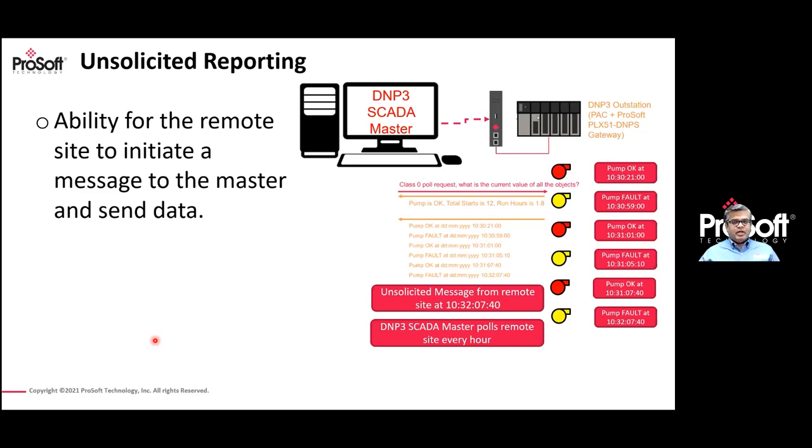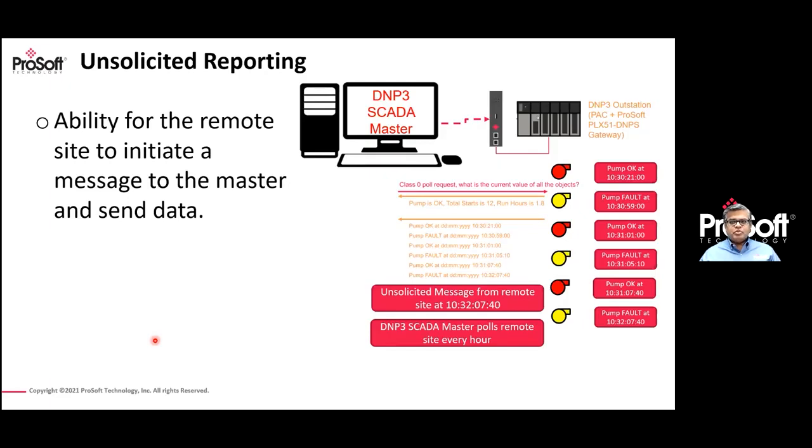And during that time, if there was an event, if there was an emergency, you would not know about that until you got around to polling that site the next time. And the disadvantage with that is, as I said, if it's an emergency, you've got this time delay before you can react and before you can look at resolving the issue. So from that perspective, unsolicited reporting really increases the efficiency of the system.